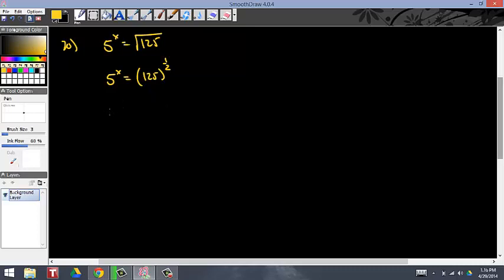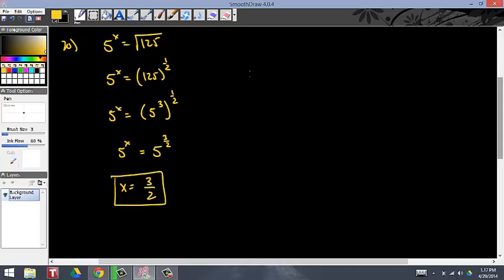So I could say 5 to the x is equal to 125, which is really 5 to the 3rd raised to the 1/2. And now I can use my laws of exponents to multiply 3 times 1/2 to get 5 to the 3 over 2 equals 5 to the x. And now that I have the same bases, what can we conclude that x equals? Luke? 3/2. X equals 3/2. Very good. Okay, let's do something a little harder than that.